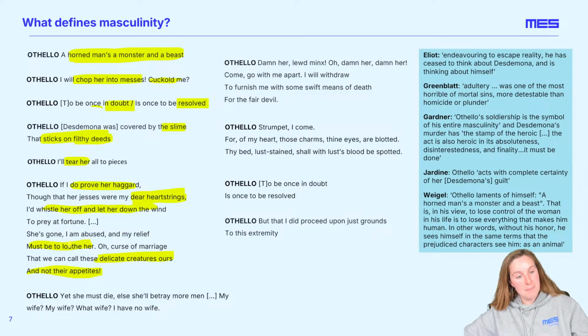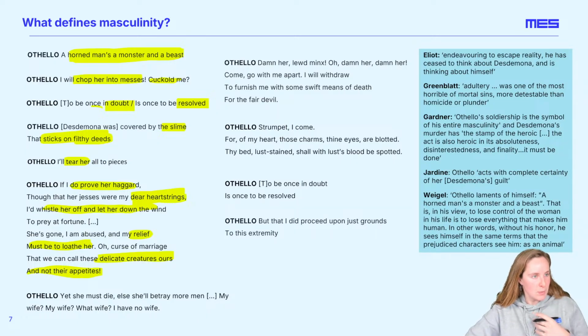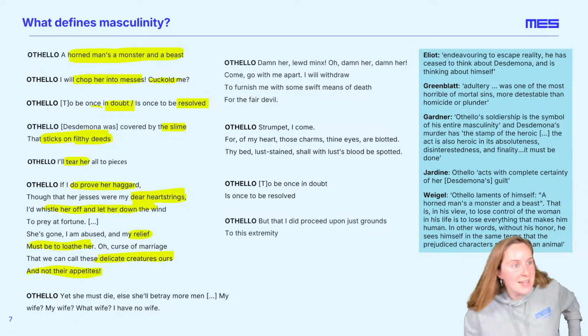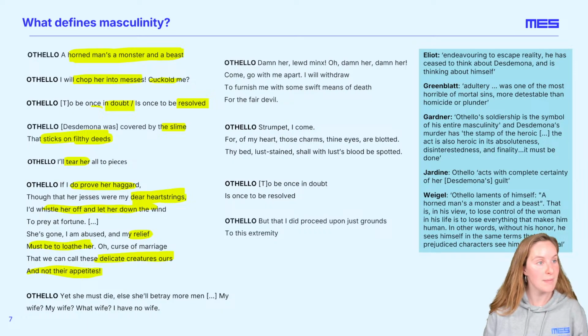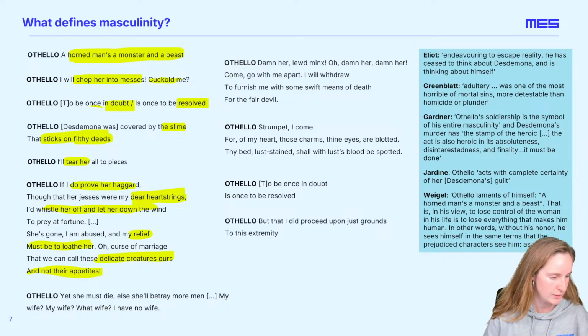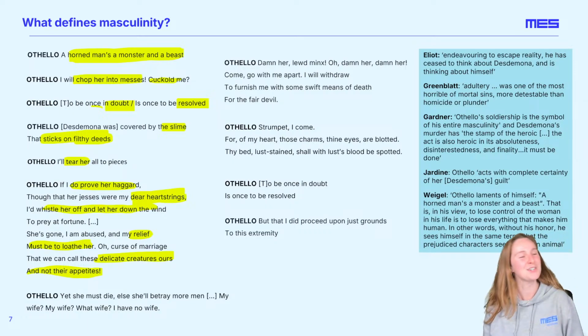And the same, my relief must be to loathe her. So if she's gone, the only thing that will make me feel better is hating her. And this curse of marriage that we can call the delicate creatures ours. So this idea that we can have these women, we can call them ours, but we can't control their appetites. By that they mean sexual appetites. So we can control them, but not their lusts, in other words. And then there's that idea then of control with masculinity as well. That is important. And I can see social pressure as well, M11.